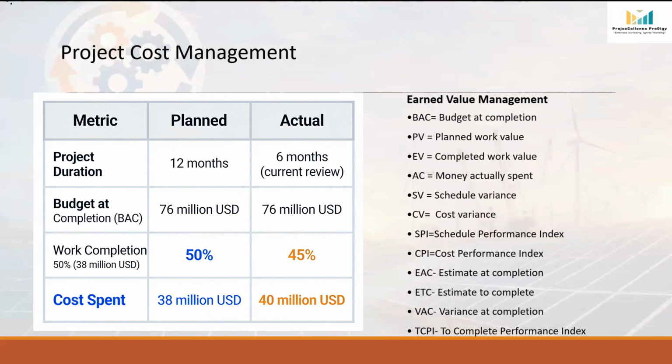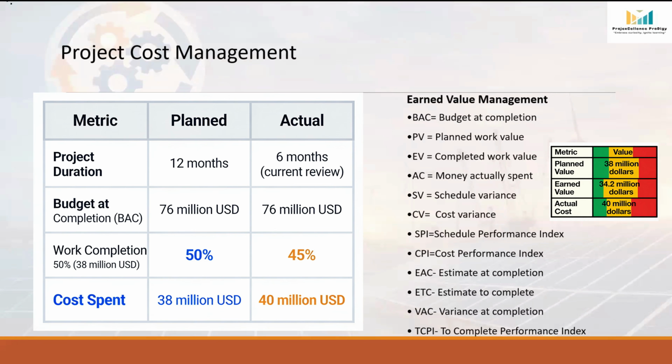Now, let's compare these three important numbers. Our planned value is $38 million. Our earned value is $34.2 million. But our actual cost is $40 million. Immediately we can see two things. First, the value of completed work is less than what we had planned. Second, we have spent more money than the value of work completed.